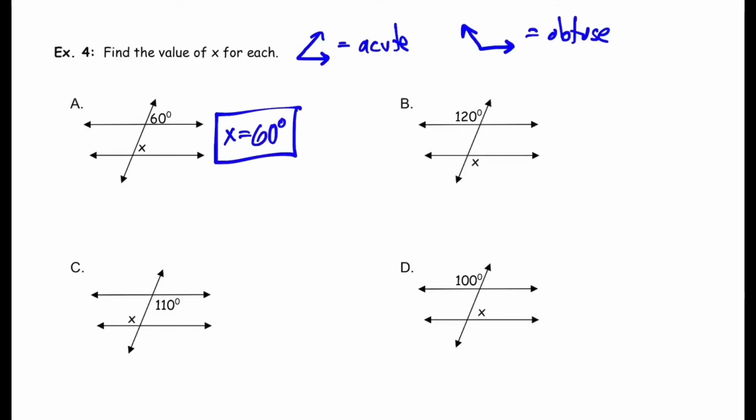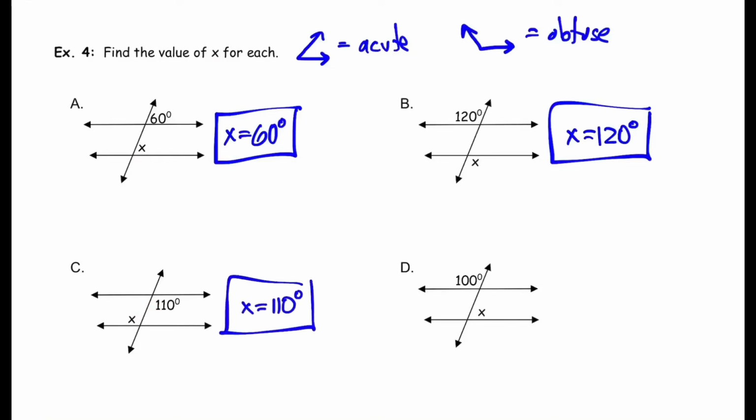Okay, let's go to B. It's labeled 120, and you can tell by the shape, it looks like this that's been flipped, it's obtuse. Then you have to look at this shape. Well, that's also obtuse. Looks like this one that's flipped upside down. So both obtuse means equal. So x is going to be 120 degrees. All right, letter C. This is obtuse, and this is obtuse. Obtuse and obtuse are equal. X equals 110.